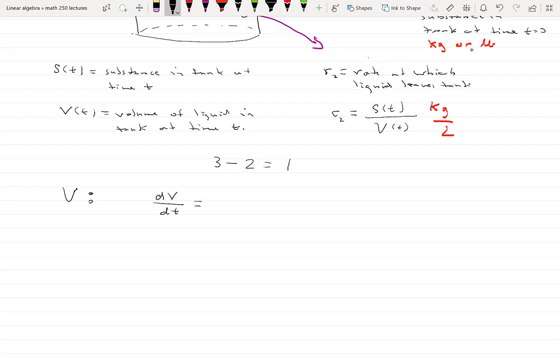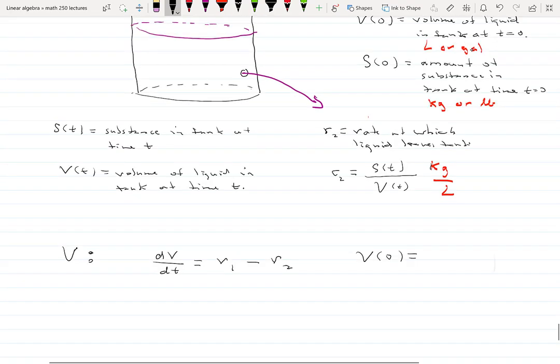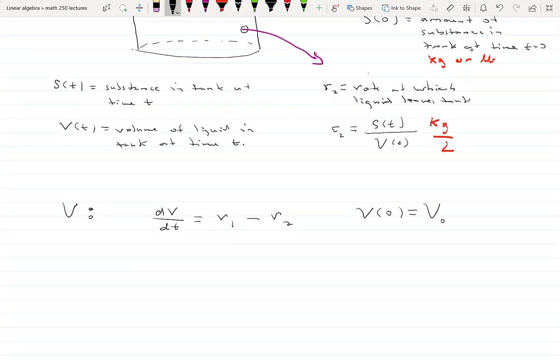So the differential equation for the volume will be dV/dt equals the rate in minus the rate at which liquid is leaving the tank. So R1 minus R2. Okay, and it's not just a differential equation though, it's an initial value problem because we have an initial volume in the tank. V of 0 equals, let's say, V sub 0.